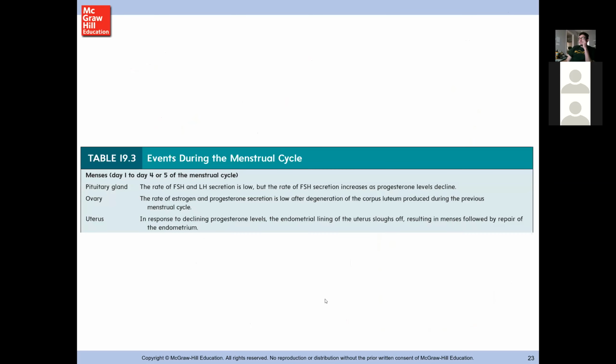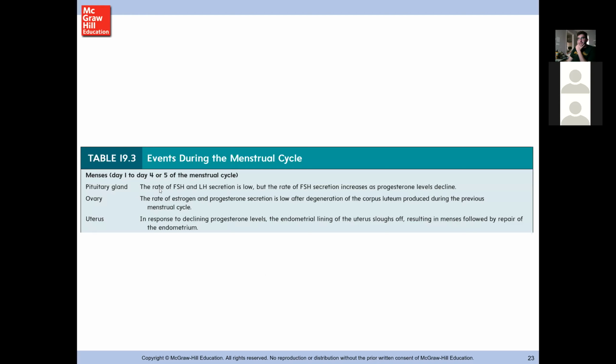Okay, so some events of the menstrual cycle. The menstrual cycle is broken up into 4 different stages, with the ovulation period occurring right in the middle. The first 4 to 5 days of the menstrual cycle is what is known clinically as menses.